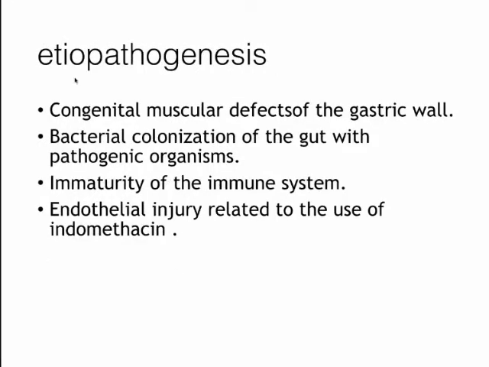Other etiopathogenesis includes a congenital muscular defect of the gastric wall, which can predispose to spontaneous perforation. Excessive bacterial colonization of the gut with pathological organisms can also lead to perforation, as in fungal infection. Immaturity of the immune system and endothelial injury related to the use of indomethacin are also reported as causes of stomach perforation.